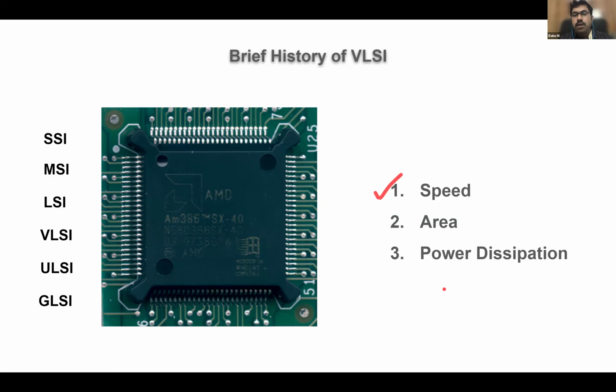And the second one is area. We need to reduce the area of a particular chip. We need to adopt recent technologies and make sure we can reduce the size of a single transistor so that the entire chip area ultimately reduces. For example, you might have seen a 1 GB pen drive, 2 GB pen drive, 8 GB pen drive. Currently, we have a 1 TB pen drive also available in the market. All are of the same size.